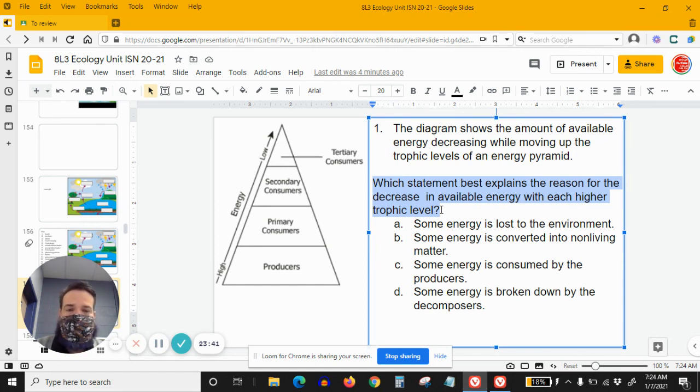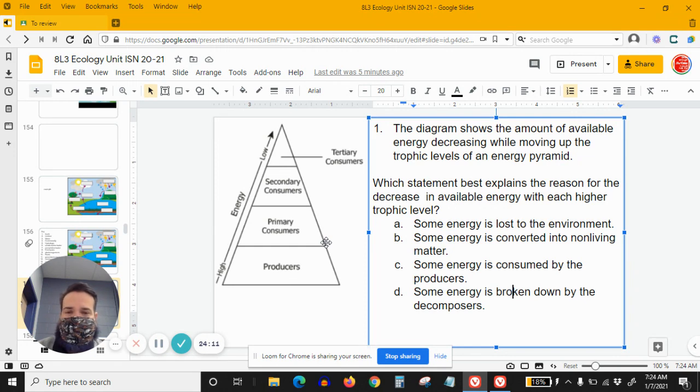Right? So which explains why there's a decrease of energy as you go up the energy level. Some energy is lost in the environment. Some energy is converted into non-living matter. Some energy is consumed by the producers. And some energy is broken down by the decomposers. Okay? So pause, think about your answer.